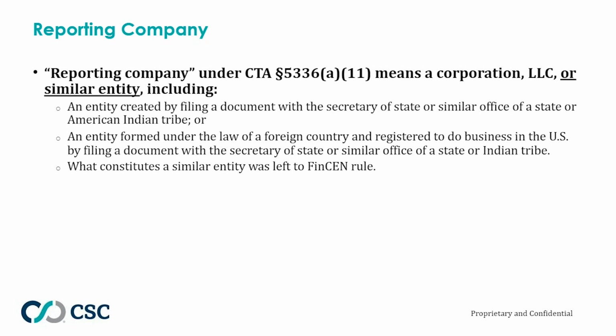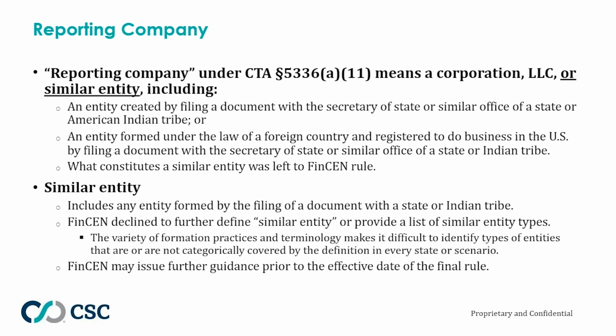And it includes an entity created by filing a document with the Secretary of State or equivalent office, and that would be the equivalent office at a state or with an American Indian tribe. It also includes an entity formed under the law of a foreign country that first registers to do business in the U.S. by filing a document with the Secretary of State or similar office in another state or Indian tribe. Now, what constitutes a similar entity was left to FinCEN to determine by regulation.